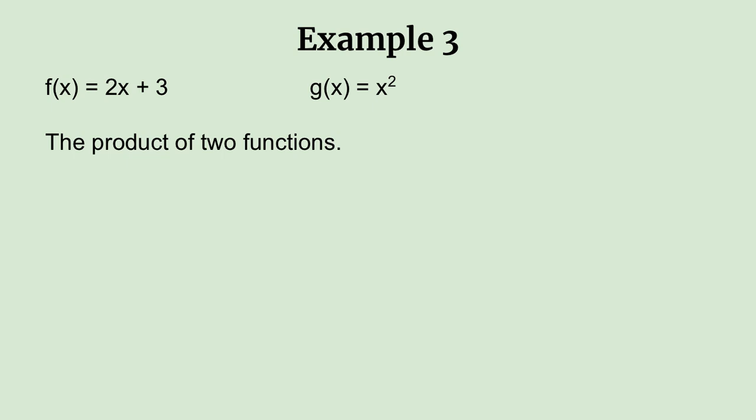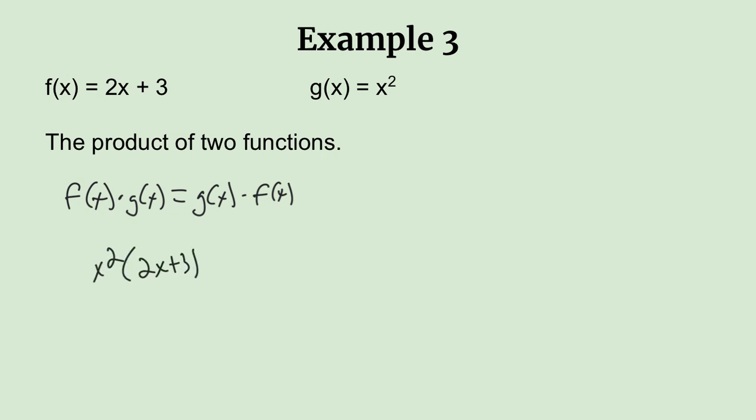Multiplying, order doesn't matter, so f of x times g of x is equal to g of x times f of x. It's the same thing either way. So we'll have x squared times 2x plus 3, which would be 2x cubed plus 3x squared.